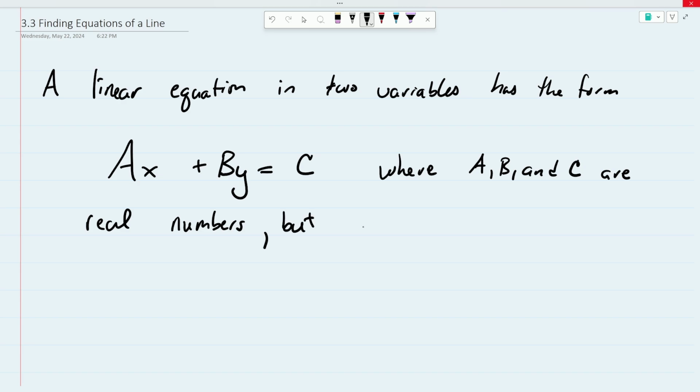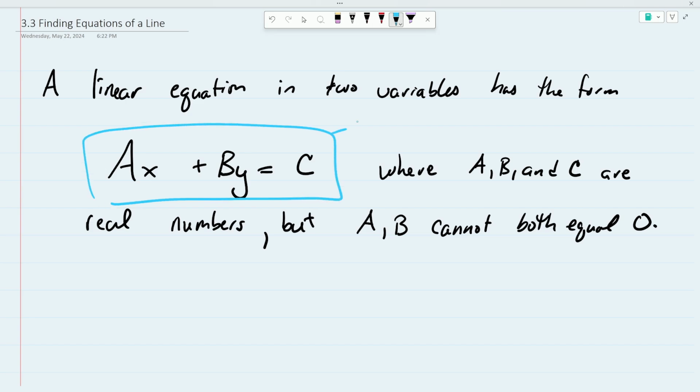But a and b cannot both equal 0. All right. So this is what we call standard form. And it's standard form because both x and y variables are on the same side of the equation. Also, a is allowed to be 0, b is allowed to be 0, but they're not allowed to both equal 0 at the same time.